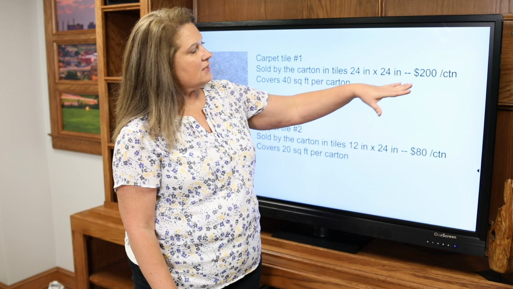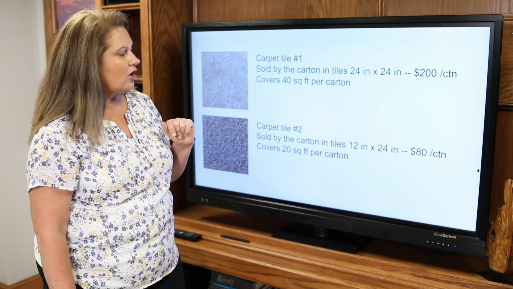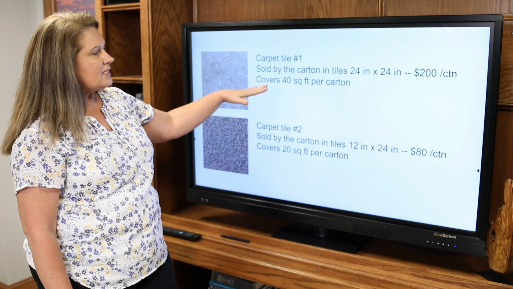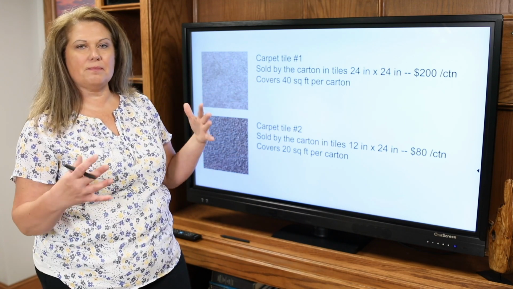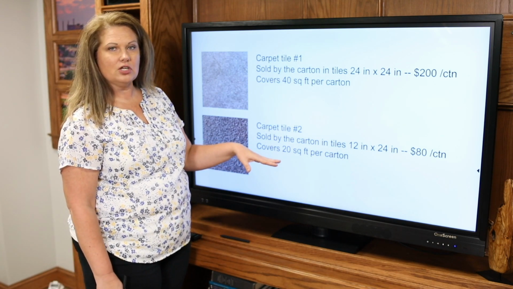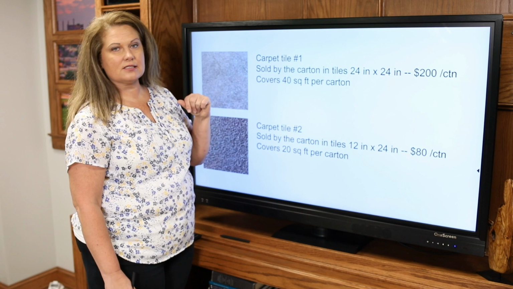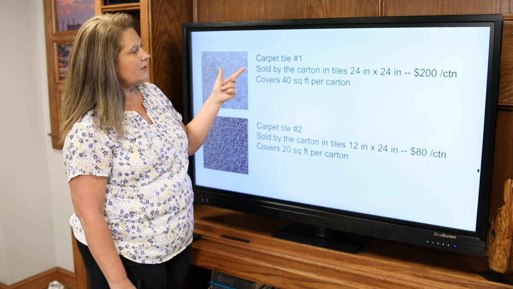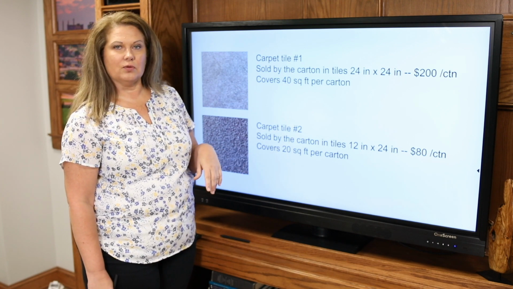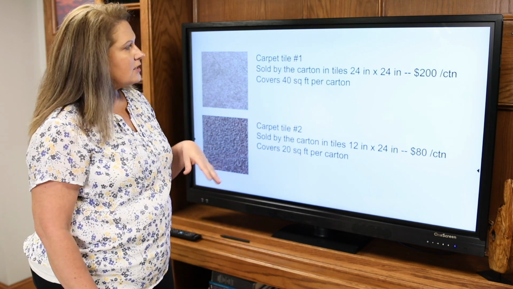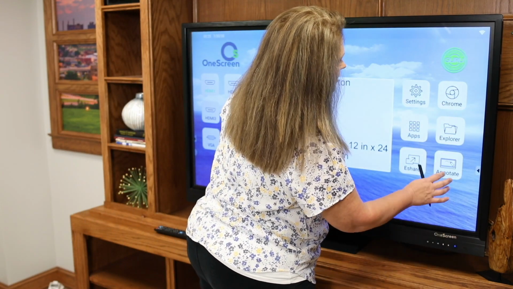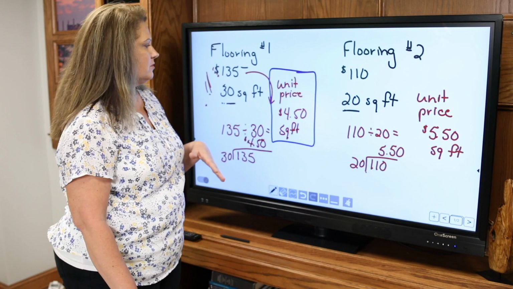They both come in cartons. The first one is $200 a carton. The second one is $80 a carton. But notice the square footage. There's a big difference. You're going to need a lot more cartons of carpet tile number 2 versus carpet tile number 1, because carpet tile number 1 gives you 40 square feet, while carpet tile number 2 gives you 20. So let's go back to the whiteboard and take a look and compare those.